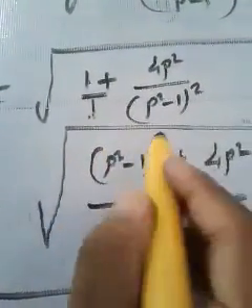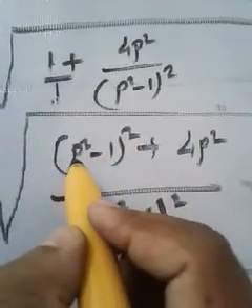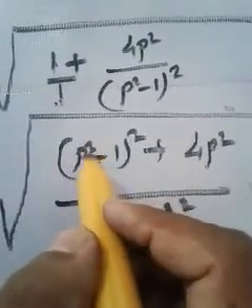In the numerator, here can you use a minus b all square? Yes. What is a minus b all square? A square minus 2ab plus b square. Here a is nothing but p square. So when you consider a square, you have to consider p square square.